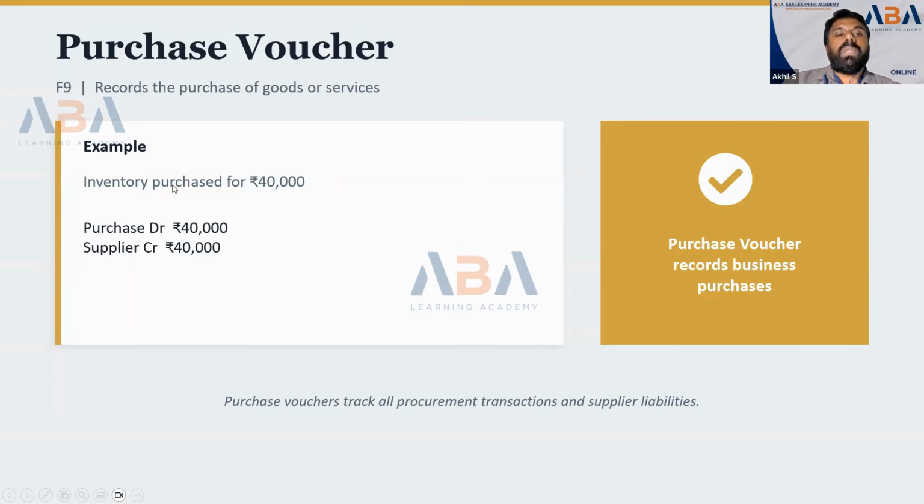We can see the example, inventory purchase for 40,000. You have to debit the purchase account and credit the supplier account. So you can see purchase voucher records business purchases. Once again, if you're purchasing something, whether it is a service, goods or inventory, it should be posted using purchase voucher. Purchase vouchers track all procurement transactions and supplier liabilities. All sorts of purchases that you make, whether cash or credit purchase, should go through purchase voucher. So that is the use of purchase voucher.